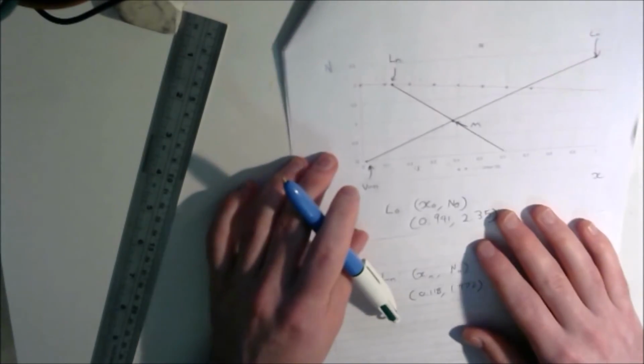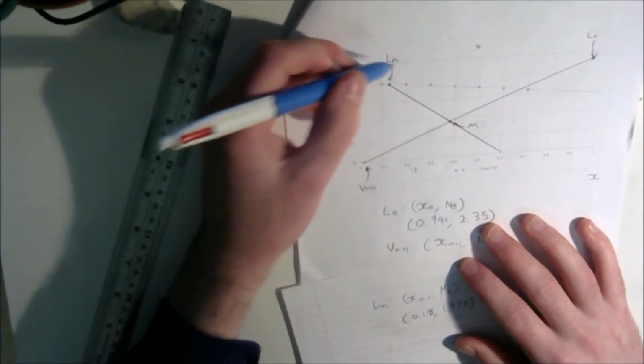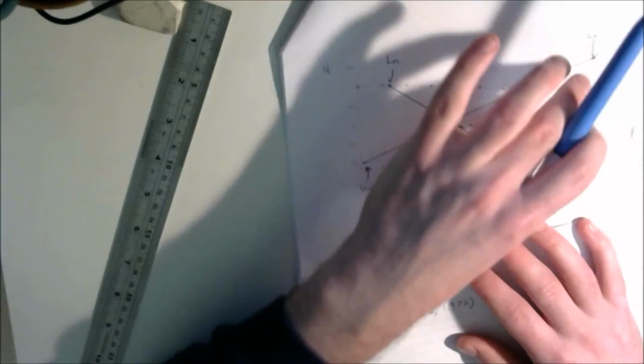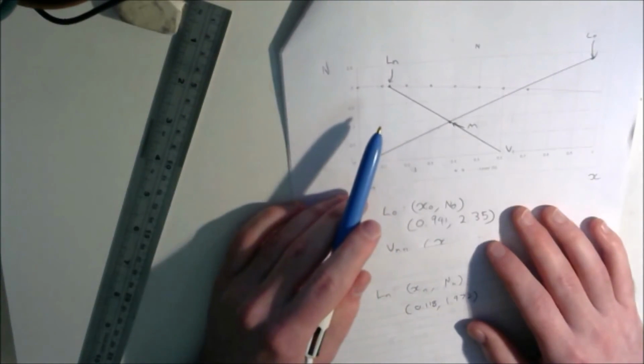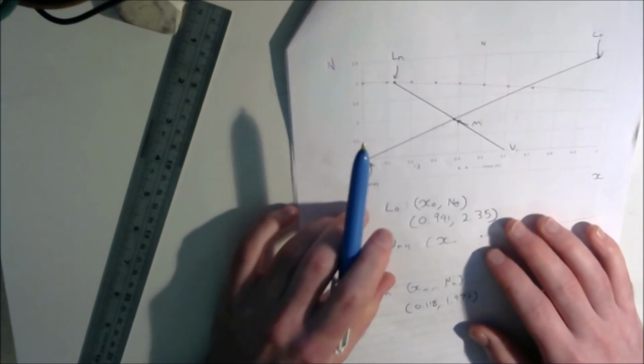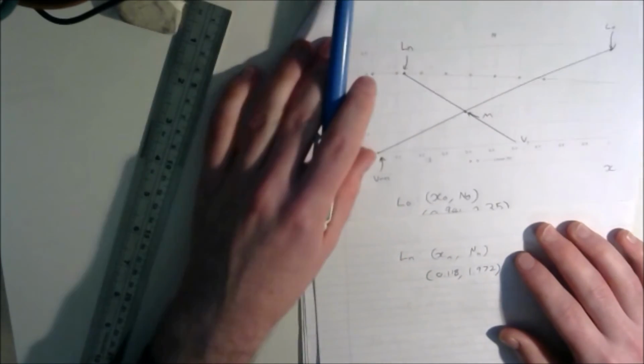So we've now got Ln, V1, Vn plus 1 and L0. We've got our inlet streams and our outlet streams. That's probably the hardest bit done.